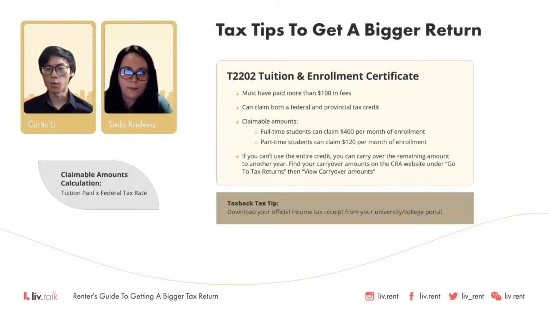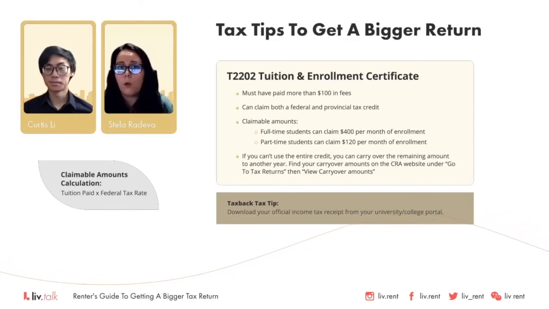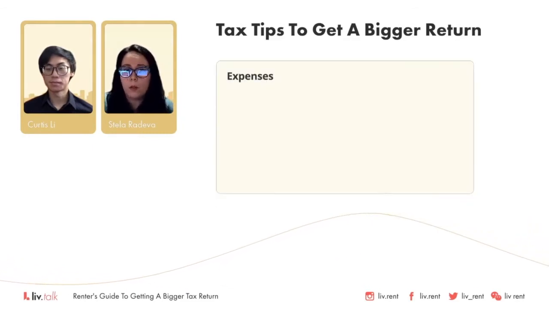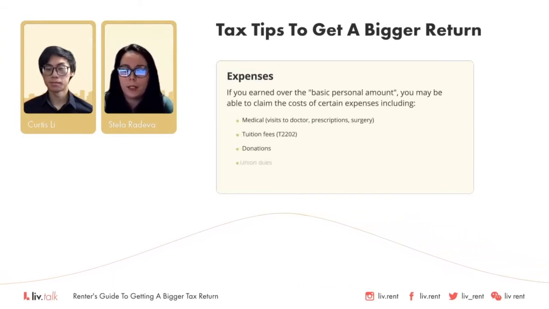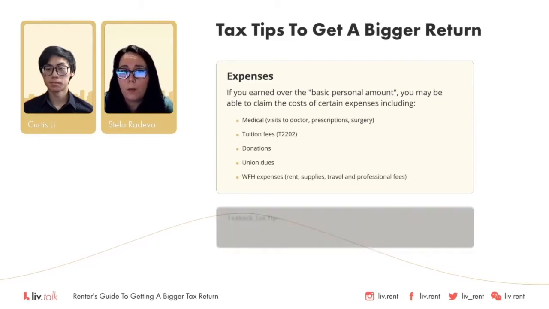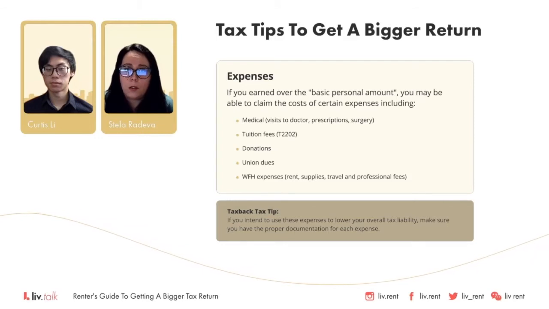Okay, great. And what are some of the expenses we can claim to get our tax return bigger and bigger? Yep, so if you earned over the basic personal amount, or like we mentioned, $14,389 Canadian dollars for this year, then you may be able to claim on the cost of certain expenses to reduce your overall tax liability. So those can include medical expenses, which can be visits to the doctor, prescriptions, and surgery.